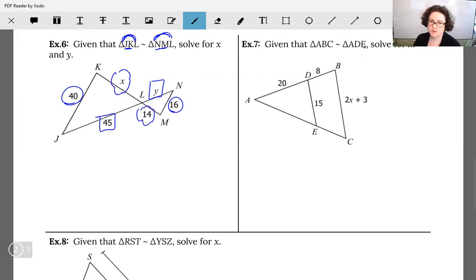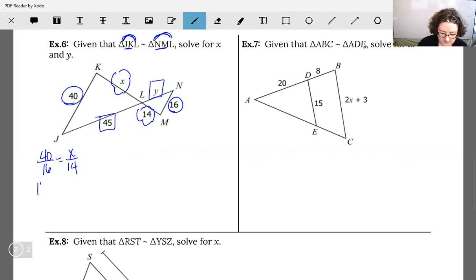Now in each problem, we want to start with a scale factor or a ratio that just has numbers in it, because I know I'm trying to solve for both variables. I only want one variable in there at a time. So my first proportion I'm going to set up is 40 compared to 60 equals X compared to 14. Again, pick what triangle you're going to start with and always start with that triangle.